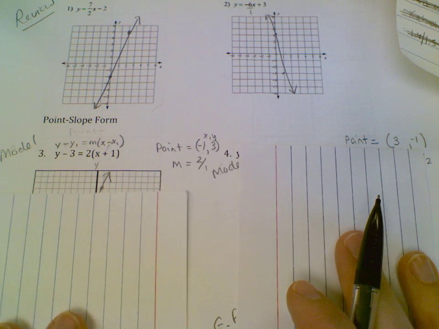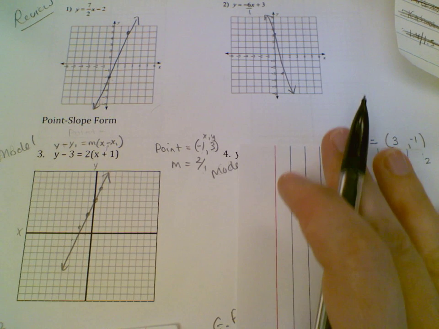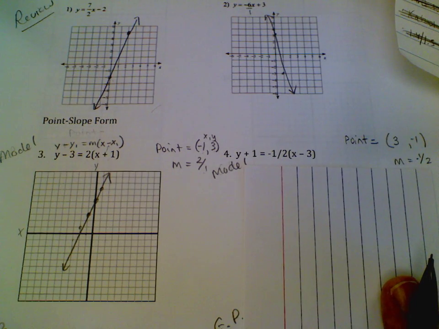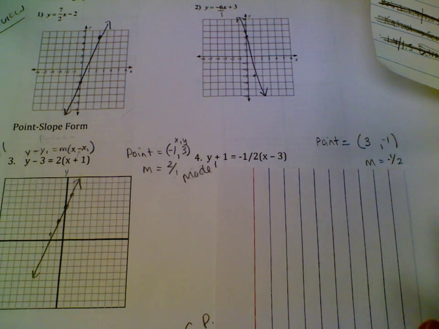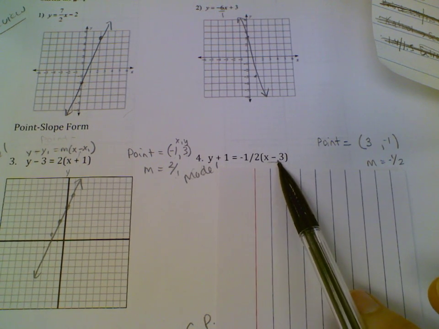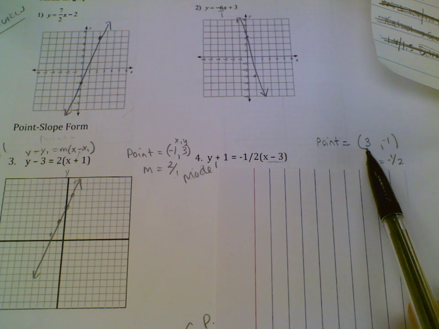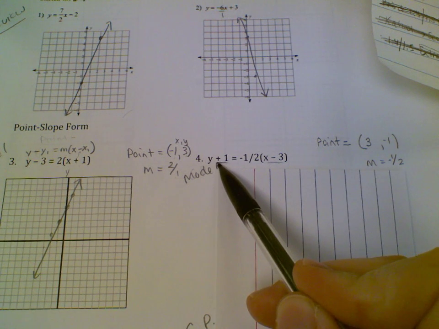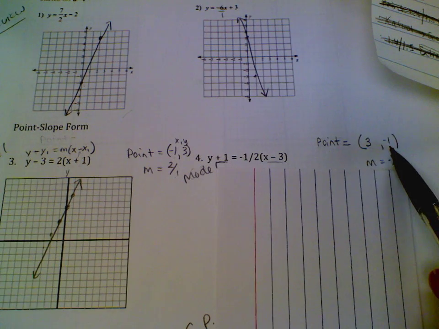Okay, let's try one more of those. So here's my equation. Remember, I'm going to do the opposite to pull out my point. So the x coordinate is pulled from here. Since it says -3, I'm going to do +3. My y coordinate is pulled from here. Since it says +1, I'm going to do a -1. So the point that I would plot would be 3, -1.